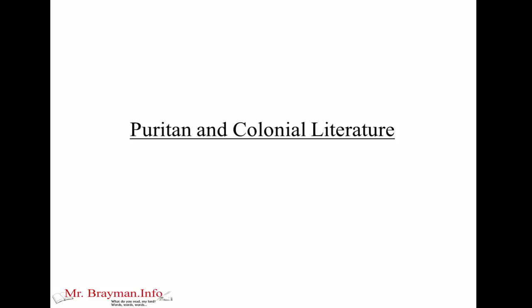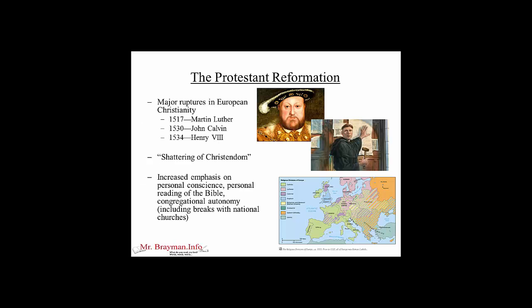So this lesson is on Puritan and colonial literature, and this is background for our unit of readings on the Puritan and colonial period in American literature. I want to start with the Protestant Reformation, right? Because the Puritans come out of this Protestant period, and you should remember some of this from your world history courses over the last couple of years.